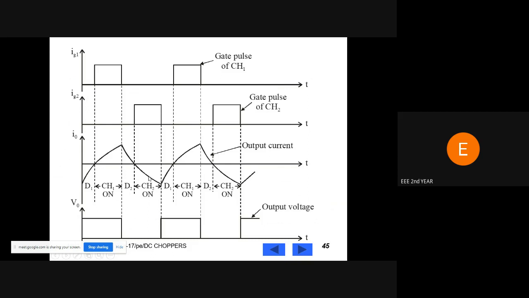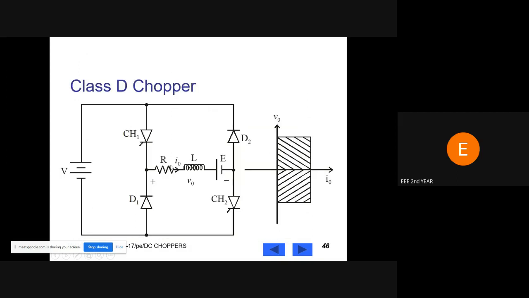And CH2 is in the on condition, so it increases the current in the reverse direction, that is, the reversing of the current from 0 to the maximum value. When the chopper goes to the off condition, diode D1 starts to conduct. In this condition the output voltage is also produced, and the current is reduced up to zero.